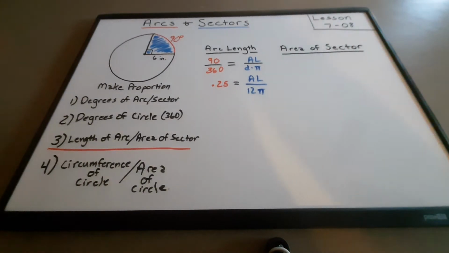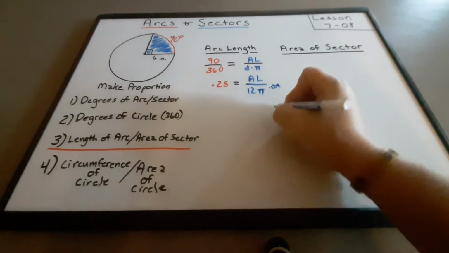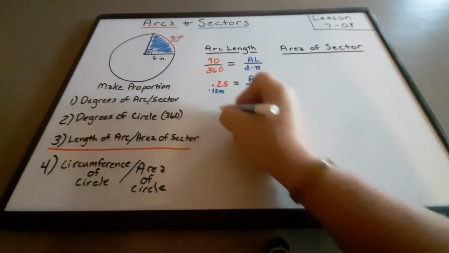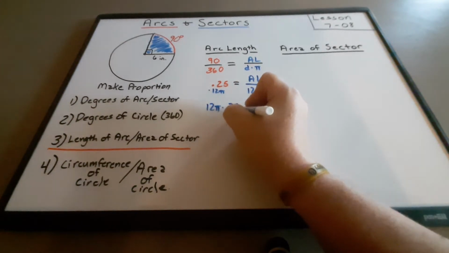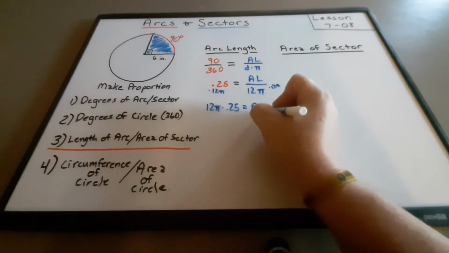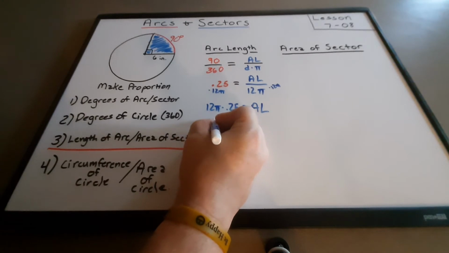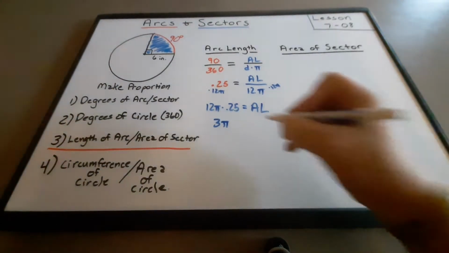So all we have to do is get AL alone. Since we're dividing by 12 pi, we want to multiply by 12 pi on both sides. That will create 12 pi times 0.25 equals our arc length. Now, if we want an exact answer, that would give us 3 pi, and we were measuring in inches, is the arc length.